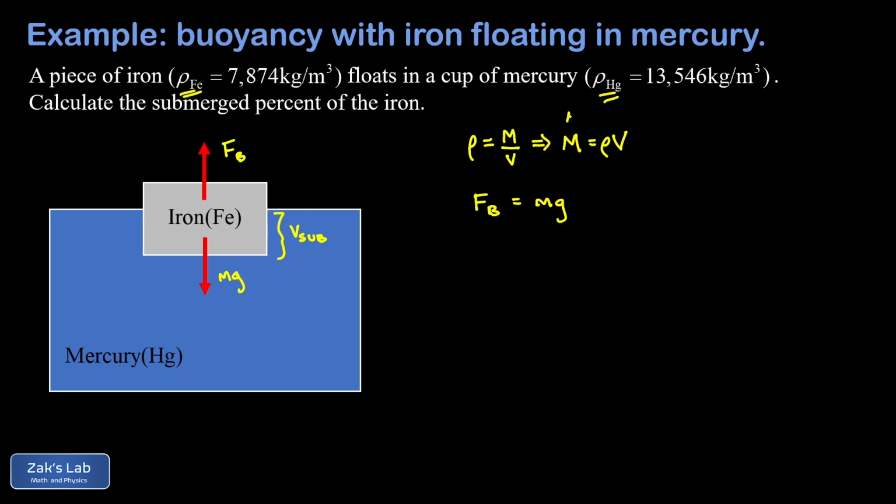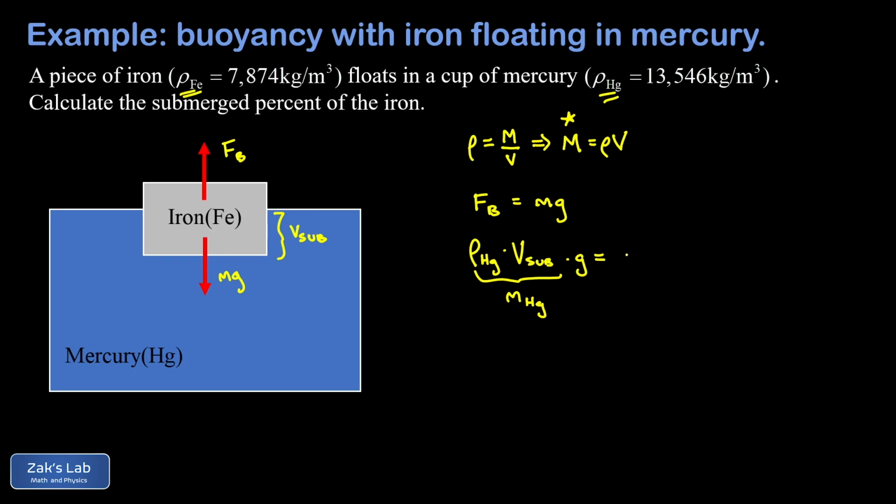And here's where we use our little expression, m equals rho times V. The mass of that mercury is going to be the density of it, so the density of mercury multiplied by the volume of mercury that was pushed out of the way as the iron block sank into the fluid. So that's V sub. All right, so that's the mass of the mercury. And if I multiply that by g, I get the weight of the mercury that's been pushed out of the way.